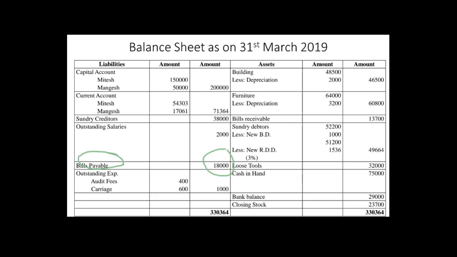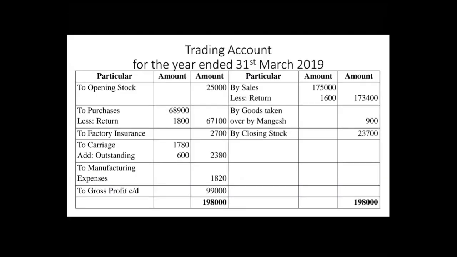The next one is returns outward. As we saw, returns inward is deducted from sales. उसी तरह, returns outward is a purchase return which you will deduct from the purchase account. आप कहाँ से deduct करोगे, वो purchase में से deduct करोगे. And where is the purchase? Purchase is there in the trading account. So if you see over here, to purchase, जो हम ऑलरेडी लिख चुके हैं, you will deduct less return 1800. So whatever amount is there, that is 67,100, you will record this in the second column of the trading account.